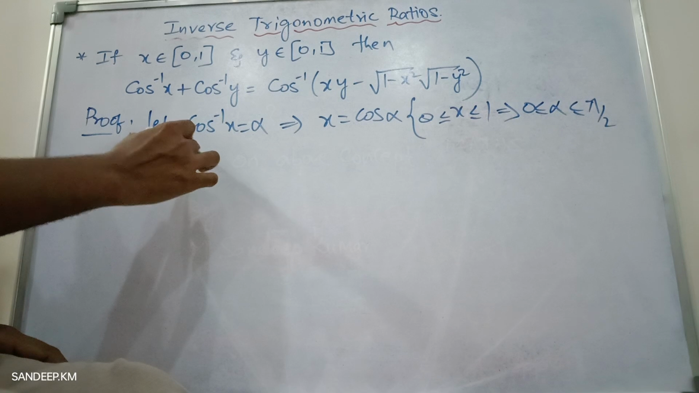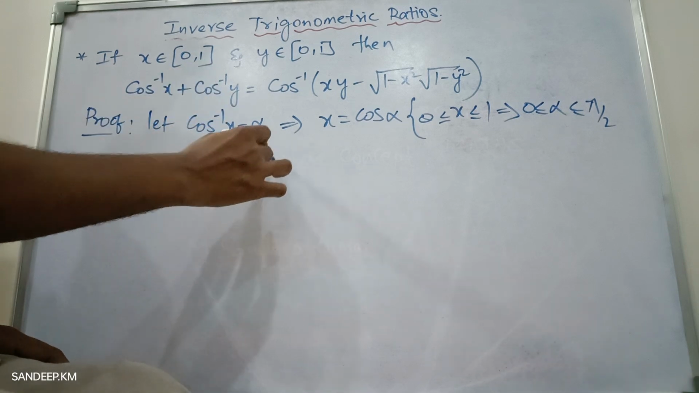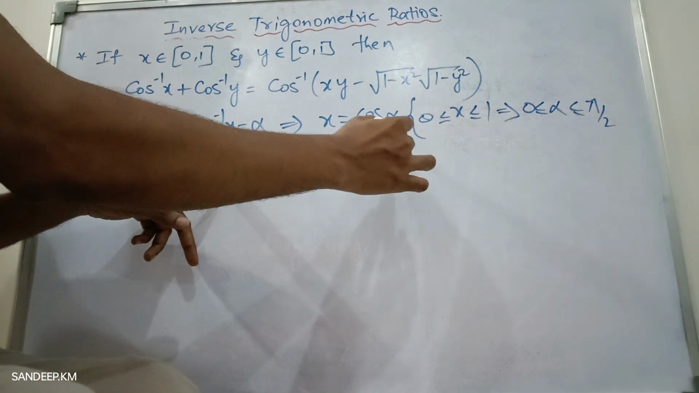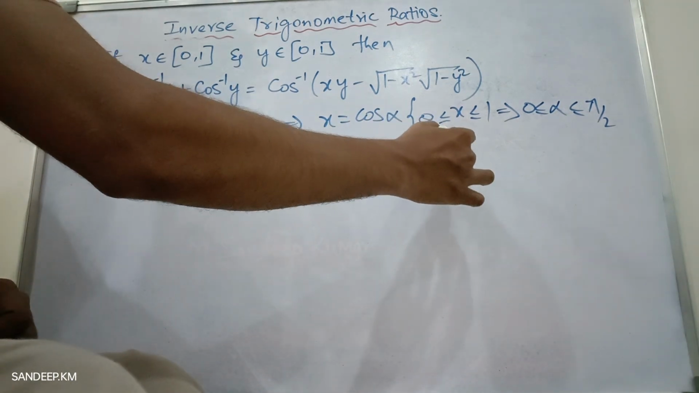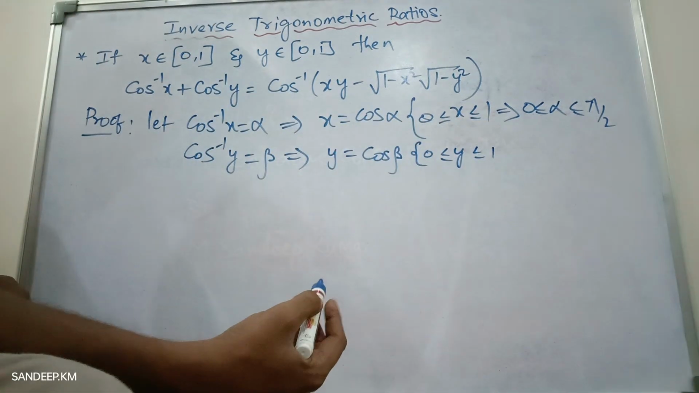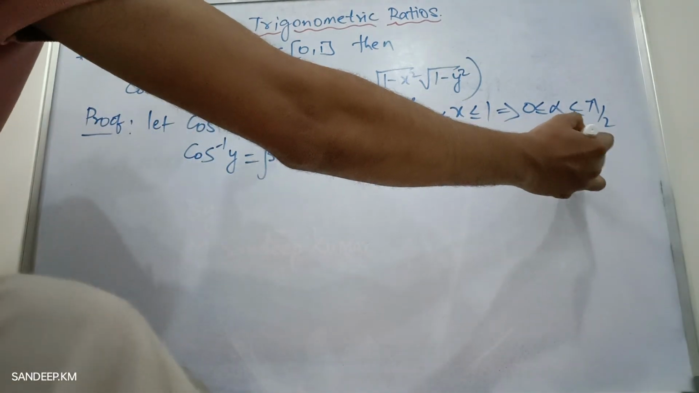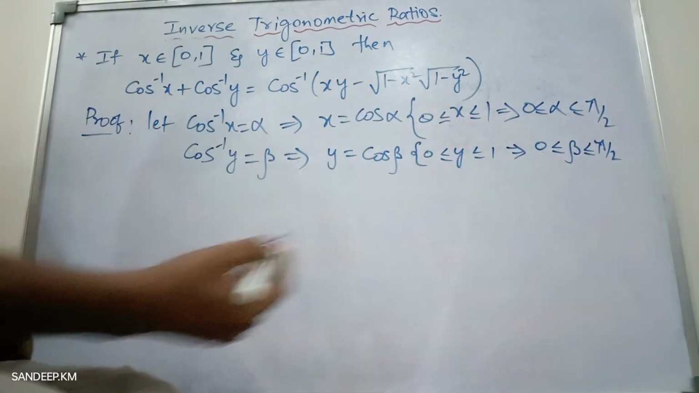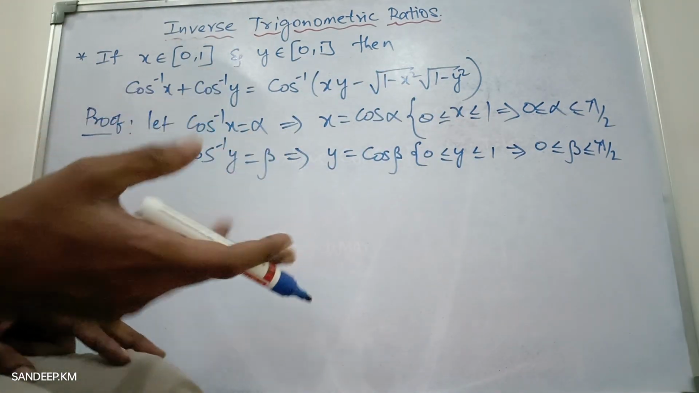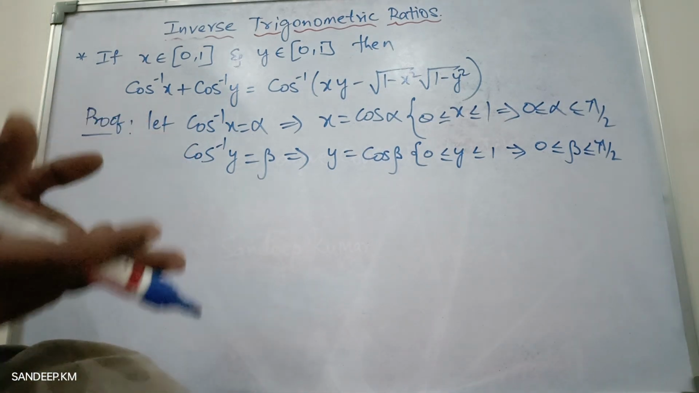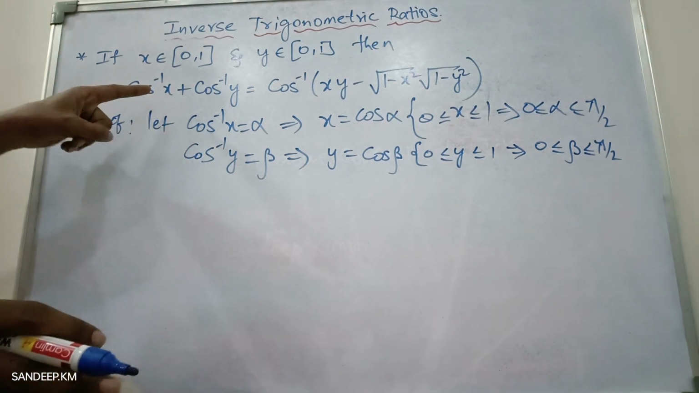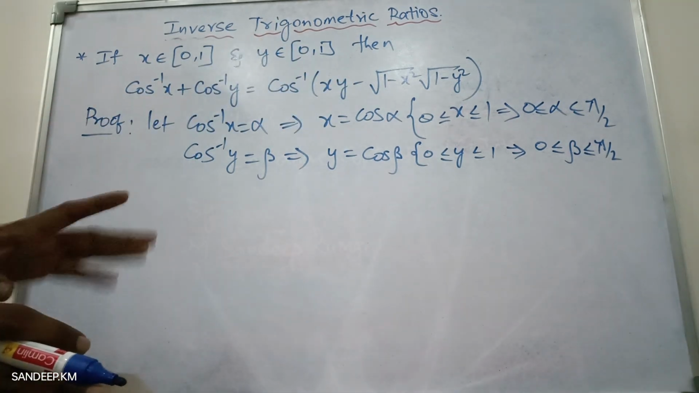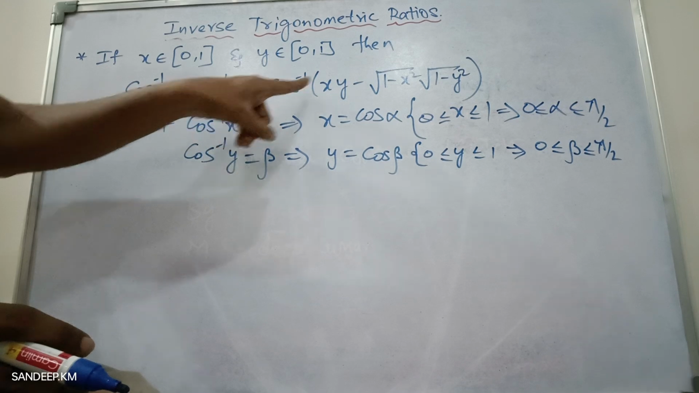Similarly, let cos inverse y is equal to beta. So from this we can say that y is equal to cos beta. And remember, according to the question, y is between 0 and 1, which means beta is also between 0 and pi by 2. Even y is between 0 and 1, so beta is between 0 and pi by 2. Then what happens to the question? We are supposed to prove that alpha plus beta is equal to cos inverse of this.